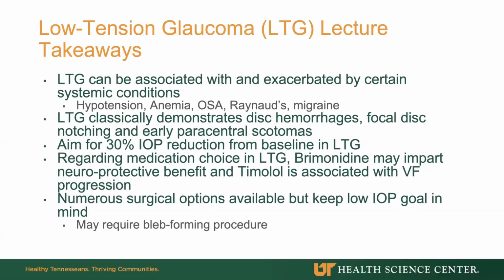Now there are numerous surgical options available in the management of low tension glaucoma, but you have to keep in mind that low pressure goal. And so these patients may end up requiring bleb forming procedures such as trabeculectomy with mitomycin C, Xen gel stents, and/or Ex-PRESS mini glaucoma shunt placement.